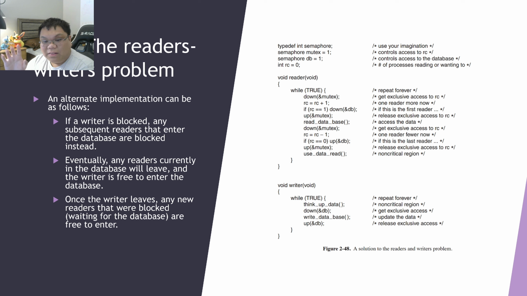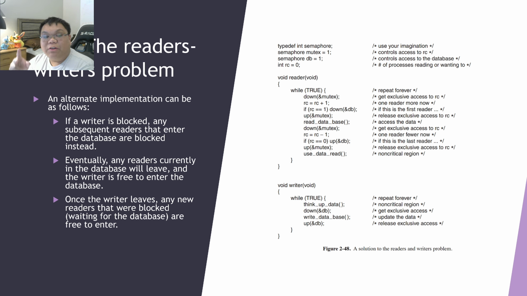Let's just go over it again. 3 readers in the database, and a writer wants to come in. The first reader that ever entered called down on the mutex, and the last one to leave will call up on that mutex. It can be a little bit tricky to understand, but when the first reader enters the database, it calls down on the mutex. Once the last reader has left the database, it calls up on the mutex.